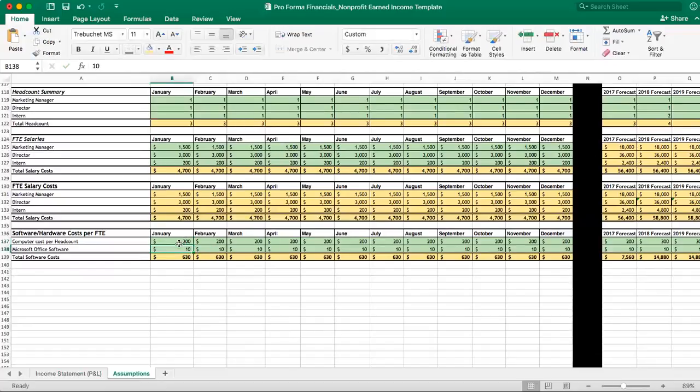Only put in hard-coded numbers, in other words, things that you type in manually, into green cells, because the yellows are going to update automatically. So a word of caution.